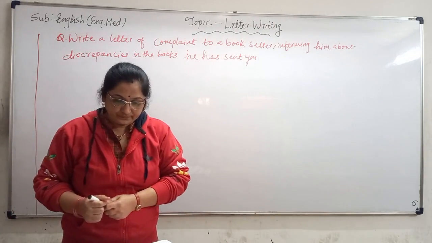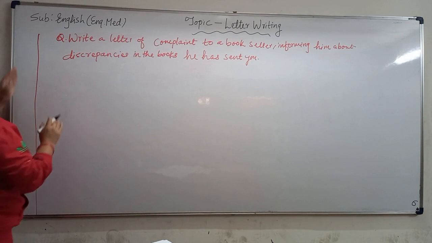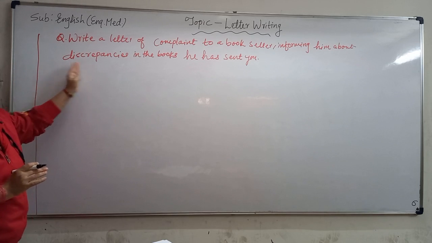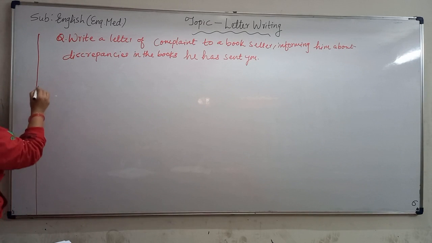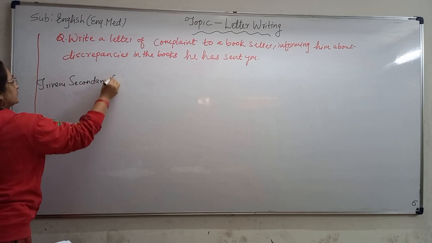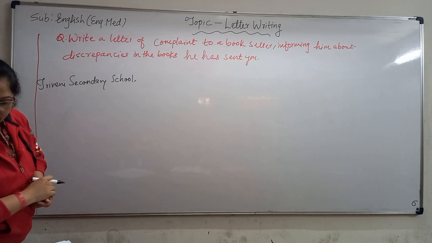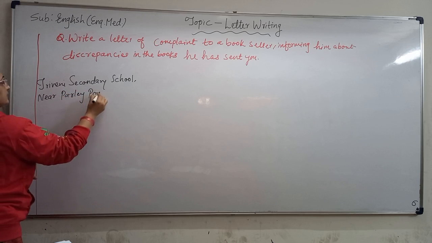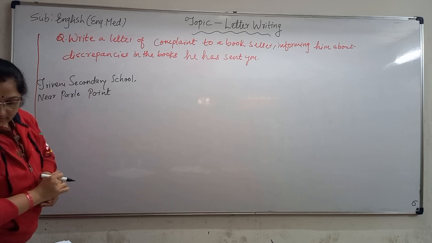First of all, write the address, sender's address. The address is Triveni Secondary School. Attached to the margin, you have to write the address. You can't write the address in the middle. Attaching to the margin, you have to write the address of the sender. So Triveni Secondary School, near Parley Point. This is the address, near Parley Point, Surat.